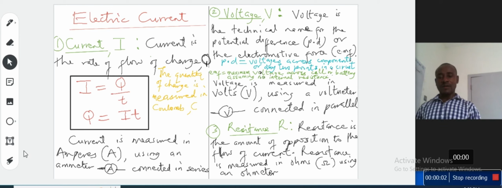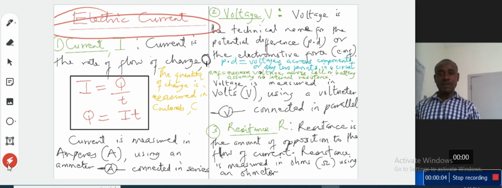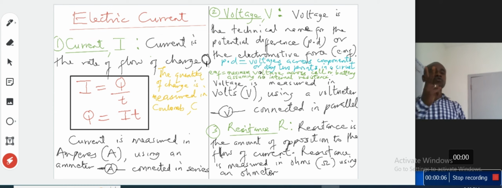Okay, this is about electric current. Remember, I told you that there are two different types of current. You can have current electricity and static electricity. I actually started with static electricity, and we said that static electricity involves charges that are transferred and they stay where they are transferred to.